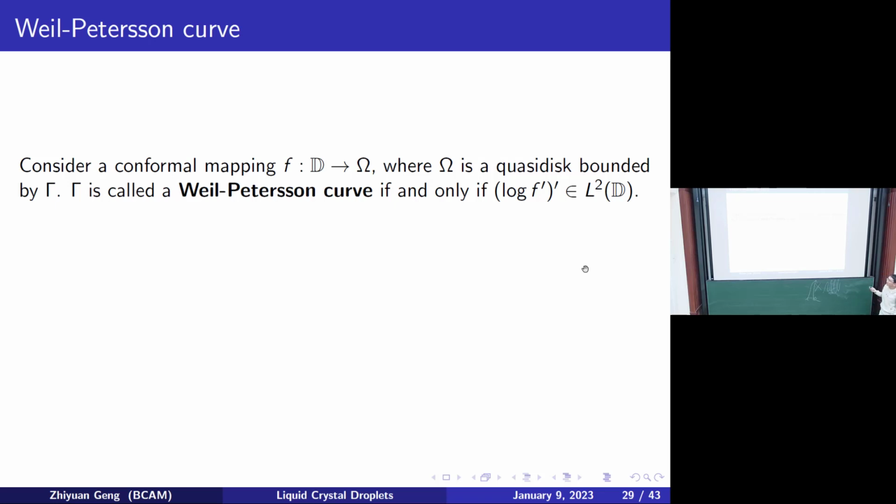And then, surprisingly, our curve in the admissible class is very close to another notion in the theory of Teichmüller space, which is called the Weil-Petersson curve. There are many definitions of this curve, but one is characterized by this map F: if you have a conformal mapping F that maps the unit disk to a quasidisk, and log F prime has its derivative in the L2 space, then the boundary of this quasidisk is called Weil-Petersson.